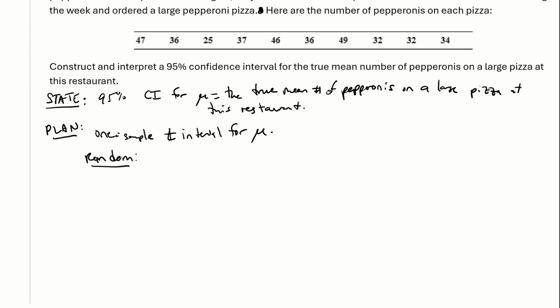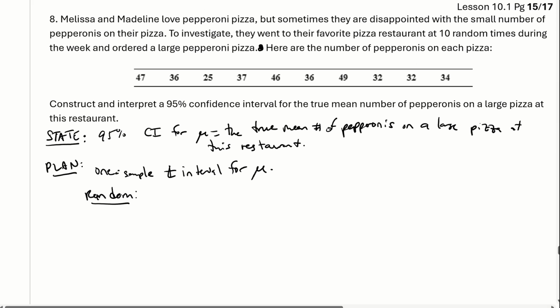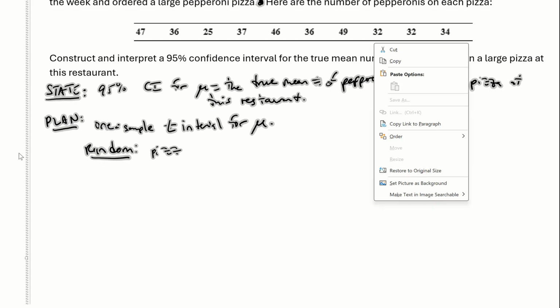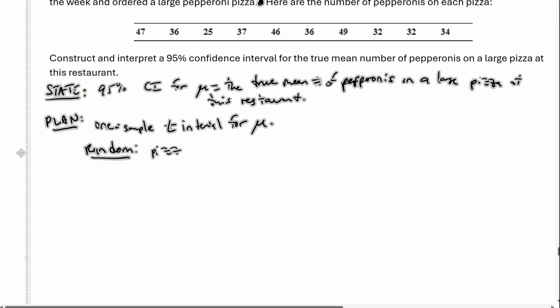All right, so let's check the conditions. Random condition: pizzas were randomly selected. Is that true? Let's see. It says 10 random times. So yeah, pizzas were randomly selected. All right, let me go ahead and write it down here. Okay, so pizzas.